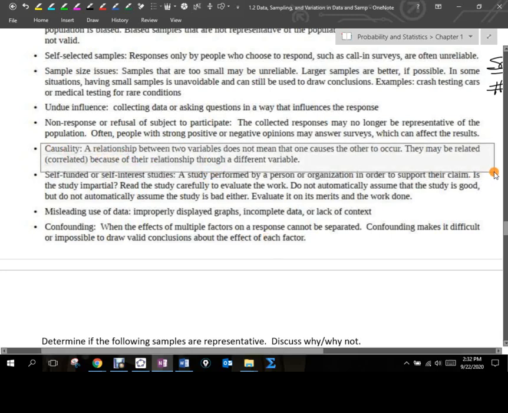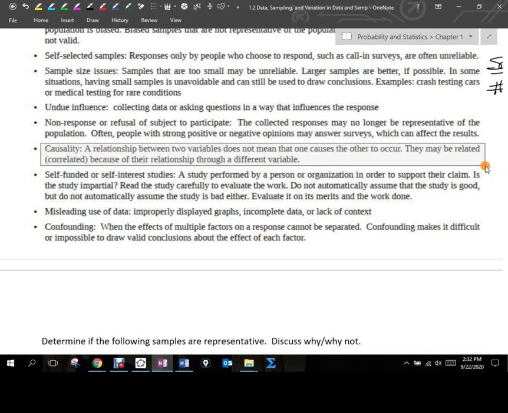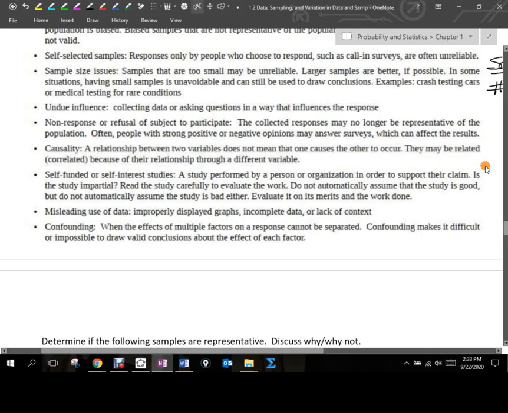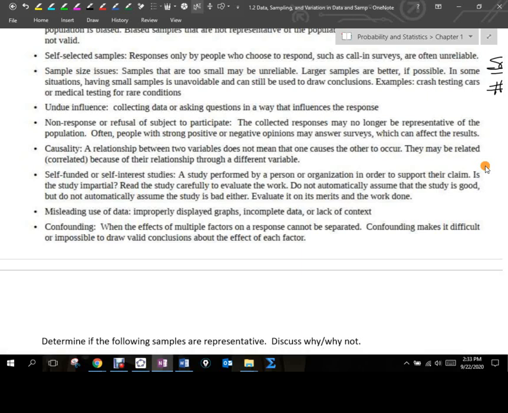Causality: just because two variables have a relationship, we can't always determine that one is caused by the other. There may be underlying relationships that are actually binding the two things together. So that's something that's an issue sometimes.